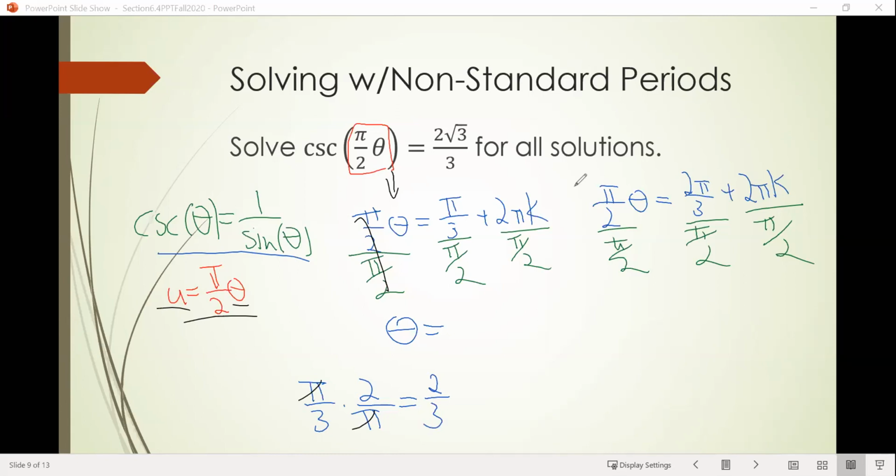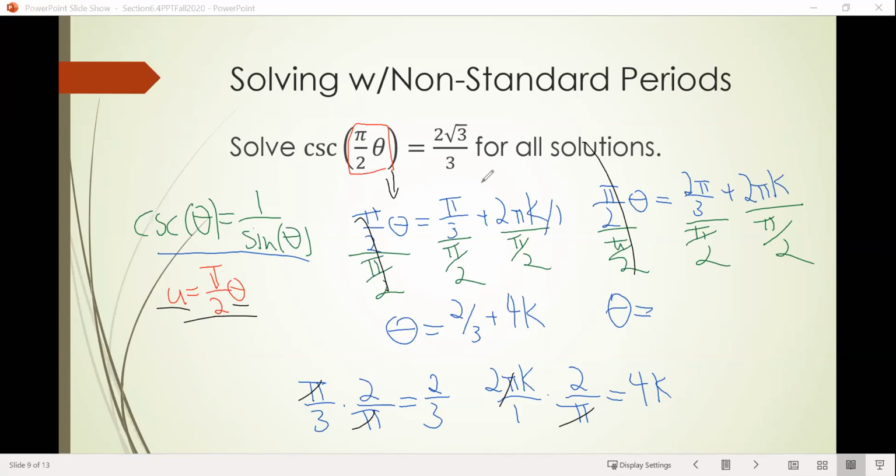And if we do 2 pi k divided by pi over 2, remember 2 pi k can be written as 2 pi k over 1, times, instead of pi over 2, it'd be 2 over pi. Can cancel out the pi's. Multiply 2k and 2, and we'll end up with 4k. So we end up with 2/3 plus 4k. And then doing similar division with the other one, let's see, we'll get 4 over 3 plus 4k.